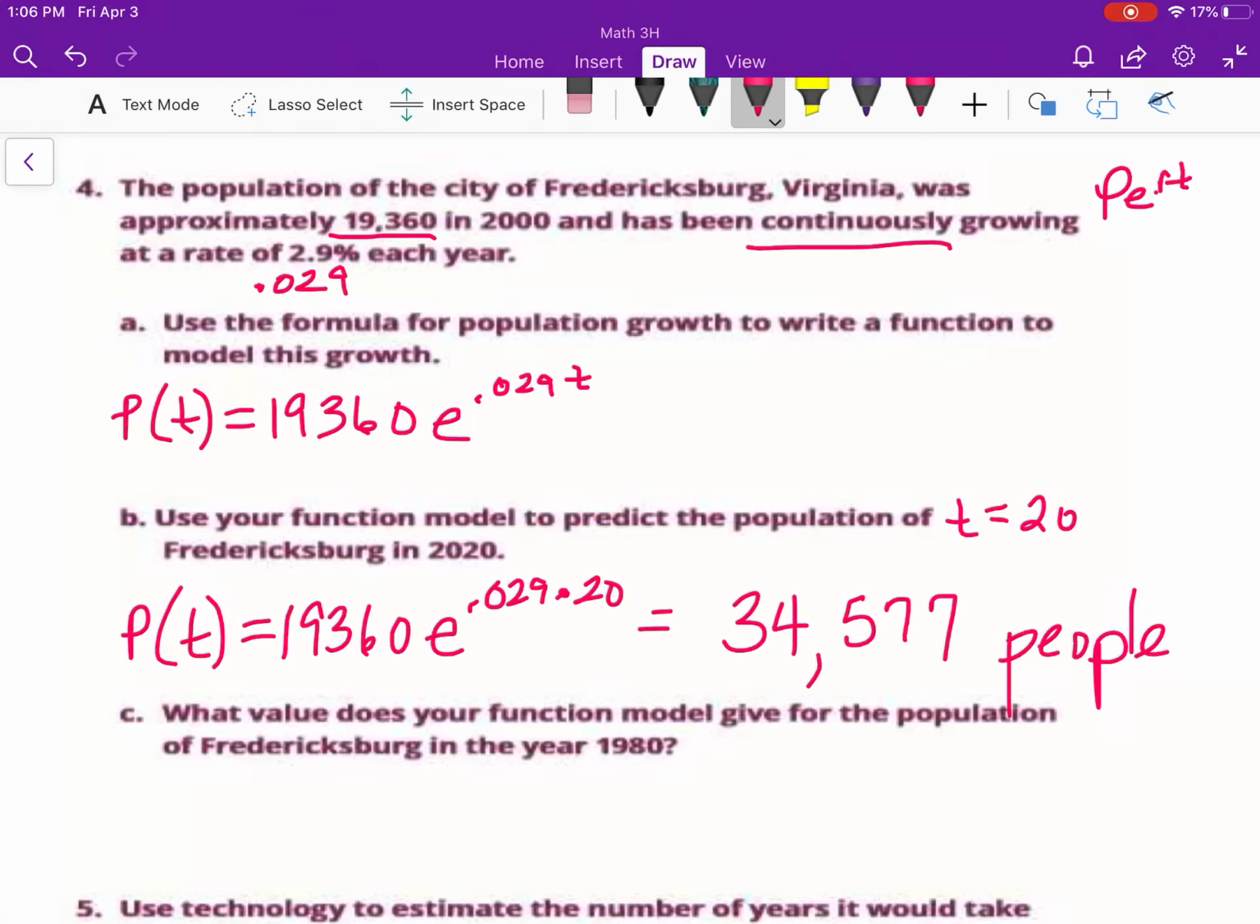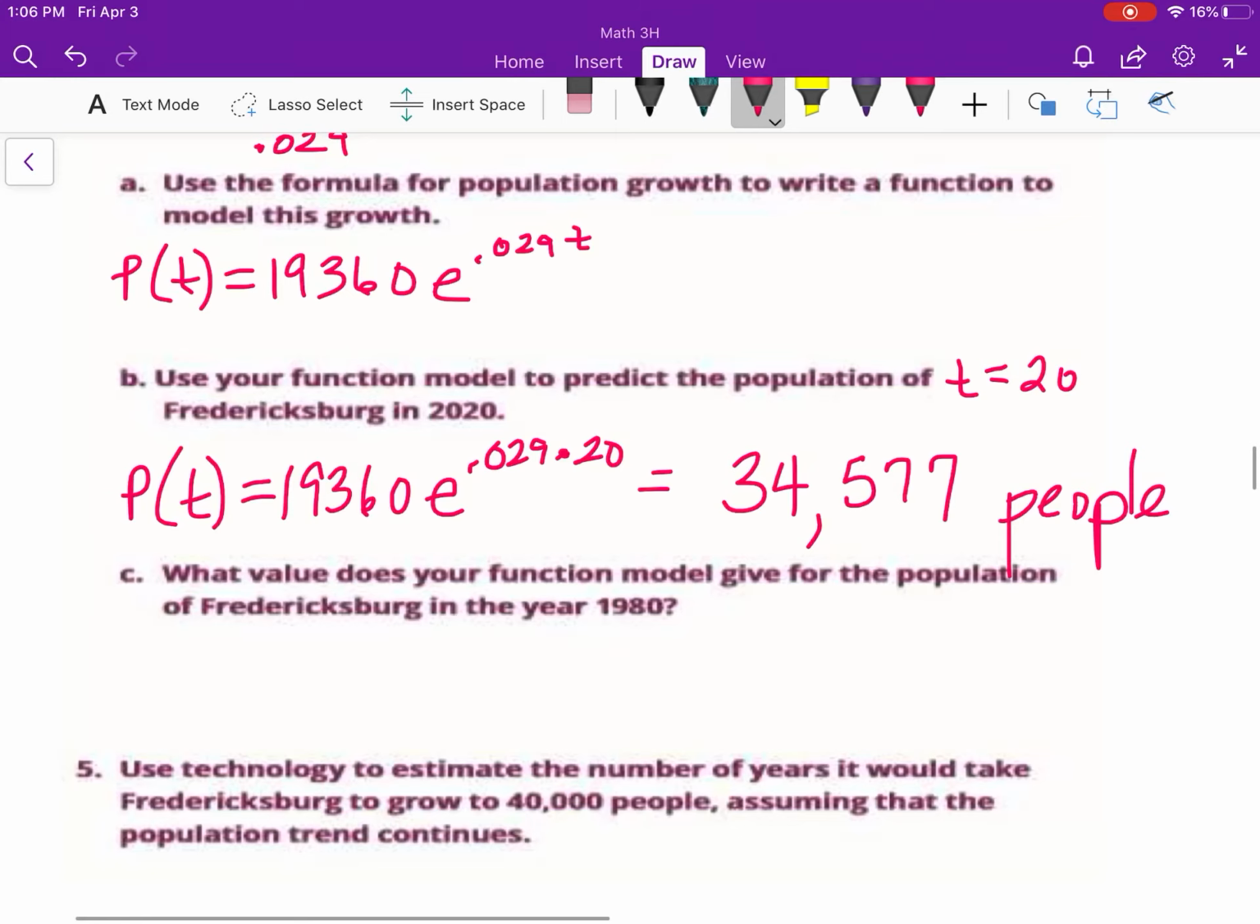It's kind of cool. It's almost double. Well, look at the percent, 2.9. It's actually a little higher. Could be a little. No, 1938. Not quite. Okay, so then what value does your function model give for the population of Fredericksburg in the year of 1980? Now, don't freak over this.